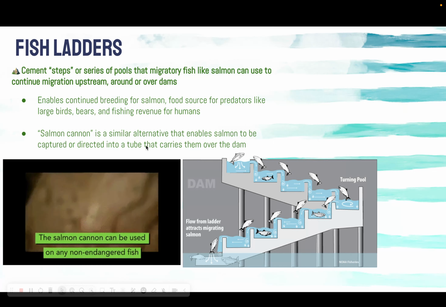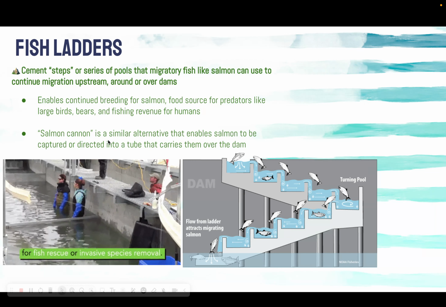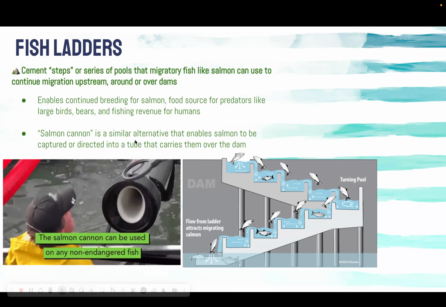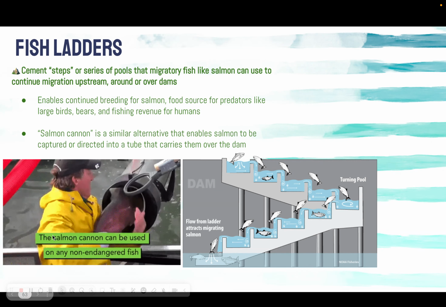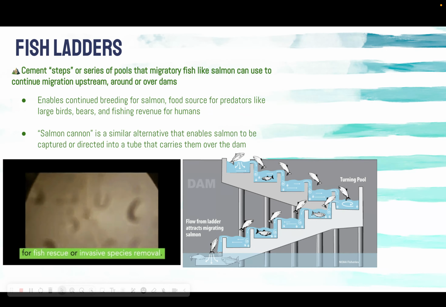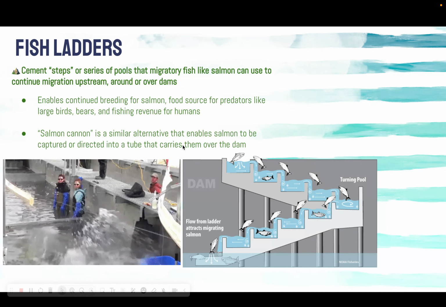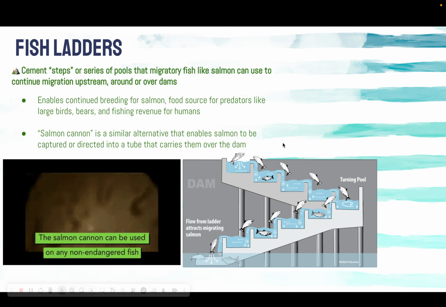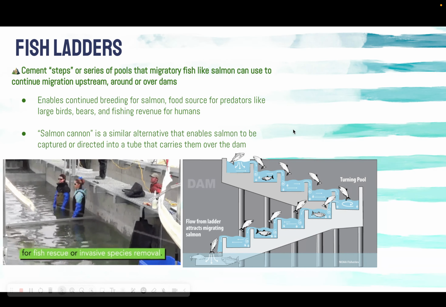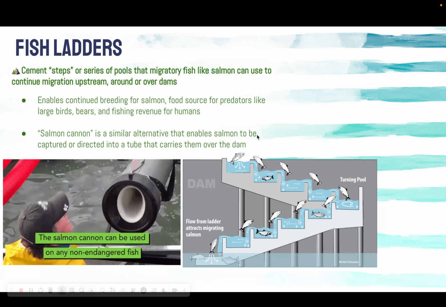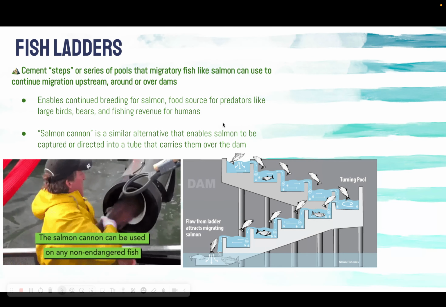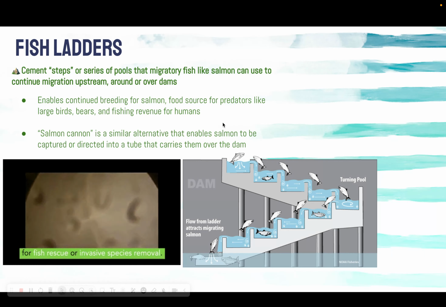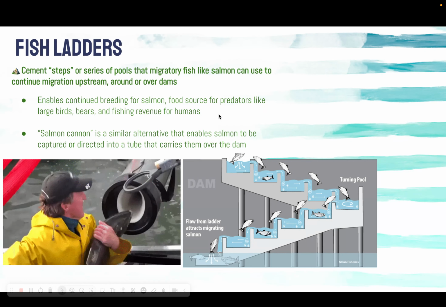In some places, they're using a salmon cannon, which just pumps salmon upstream. They'll actually have people there in these pools around dams putting the salmon into this salmon cannon, which looks kind of fun. And this is a tube that just carries them up over the dam or through the dam and onto the other side. So that's another thing that they're doing during salmon migration seasons. And it can be used with other non-endangered species as well, and it can also be used to remove invader species.